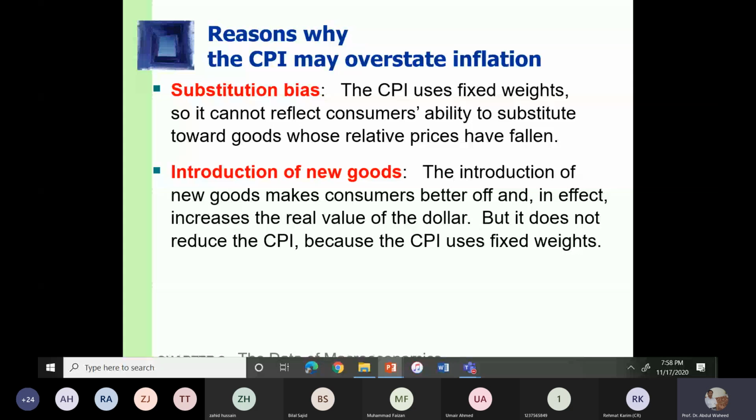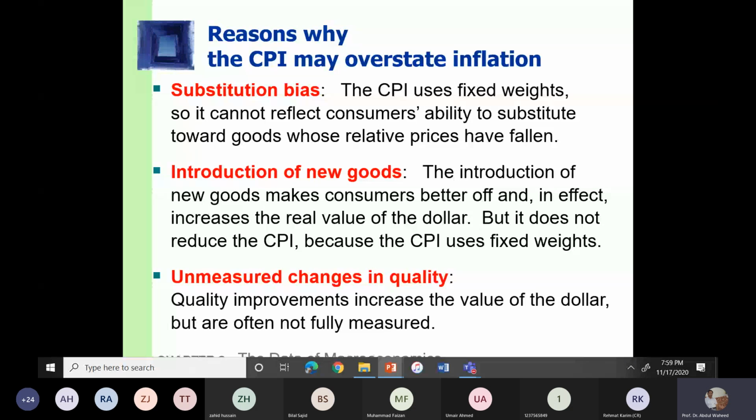So again, we might be reflecting an increase in inflation, because for the existing goods, the prices could be higher, but for the new goods, sometimes they are offered at a lower price, and consumers use such new goods instead of the existing goods. But that could not be reflected in the consumer price index.